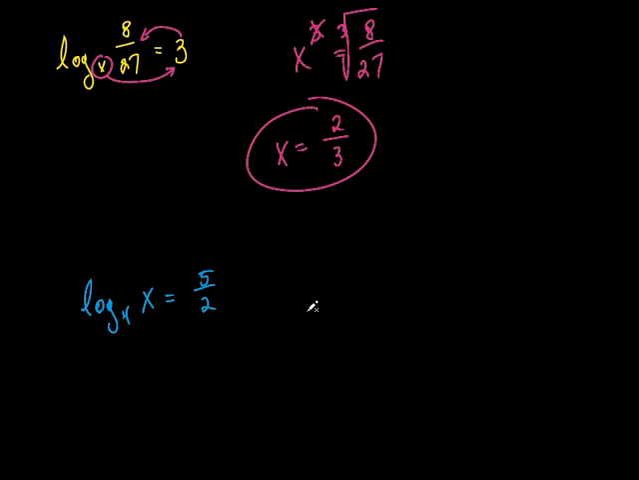What do we start with again? The base, which is 4. So we take 4 to which power? To the 5 halves power, right? It goes 4 to the 5 halves equals the number. And what's our number here? It's x. So it's 4 to the 5 halves power equals x.